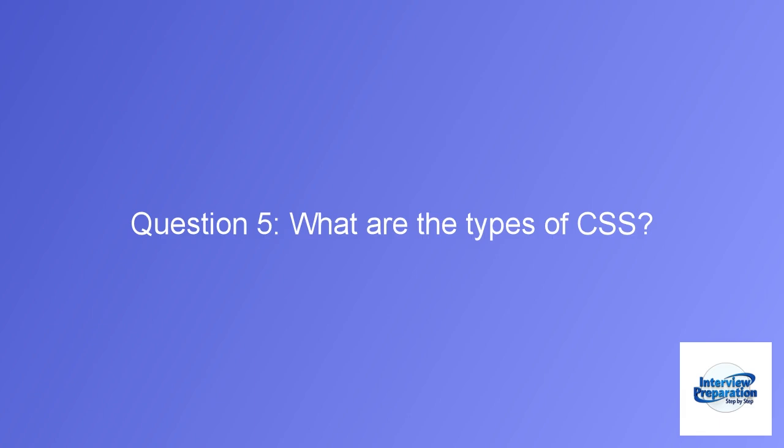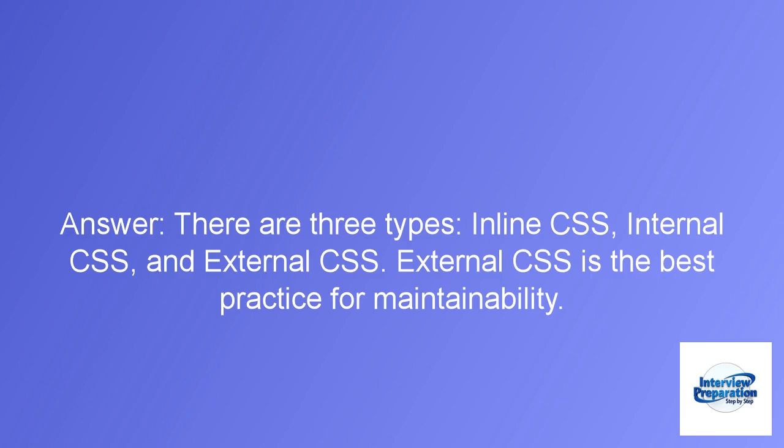Question 5. What are the types of CSS? Answer. There are 3 types: inline CSS, internal CSS, and external CSS. External CSS is the best practice for maintainability.